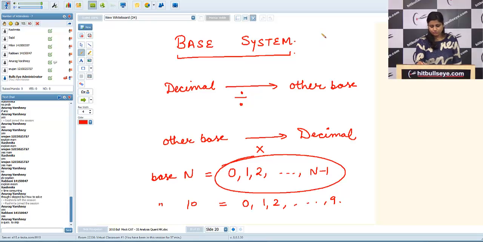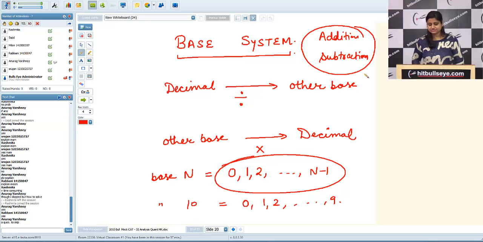You must know addition and subtraction in any other base. That is mandatory. Addition and subtraction. How to add and subtract in any other base except decimal. Yes guys, I think you all are comfortable in all these things. Still you want to ask anything in base system? Because there were 2 questions.